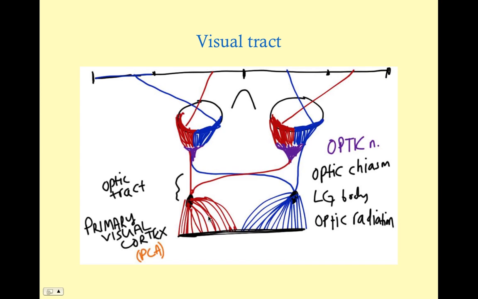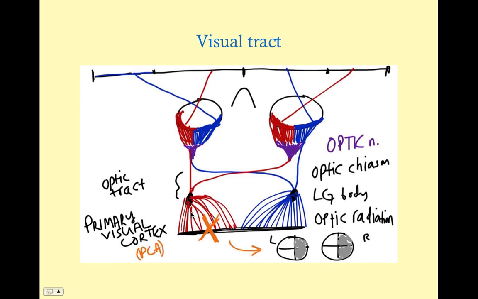Now we'll talk more about the optic radiation and this whole pathway in a different section when we talk about neuro-ophthalmology, but for now this will do. So what happens when you get a PCA stroke? Well, your PCA takes care of your primary visual cortex, which is part of your occipital lobe. If you get a PCA stroke, you lose that visual cortex. And so if you've lost the visual cortex on one side, you've lost one side of both visual fields. So you've lost, in this case, it was the left, so you've lost the left side of both visual fields. And so that is homonymous hemianopsia.